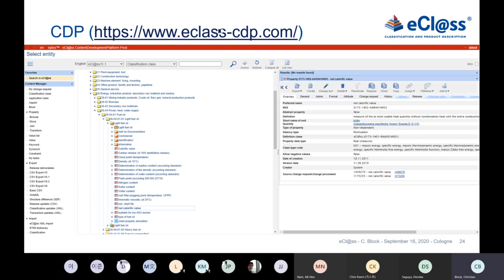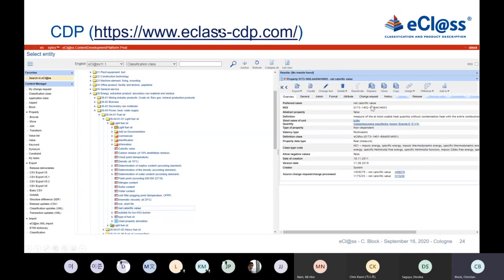So all I presented here is managed with a system. ECLASS uses the content development platform, which is available online at eclass-cdp.com. So everyone can go to this website and browse the ECLASS content. And additionally, you can create so-called change requests. In this portal you can say, okay, I need, for instance, a new classification class, and then you can add application classes and start describing this product application class.